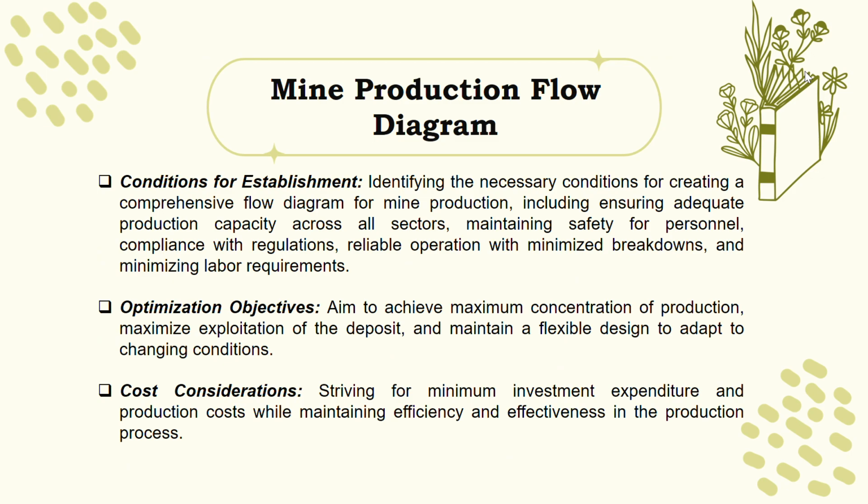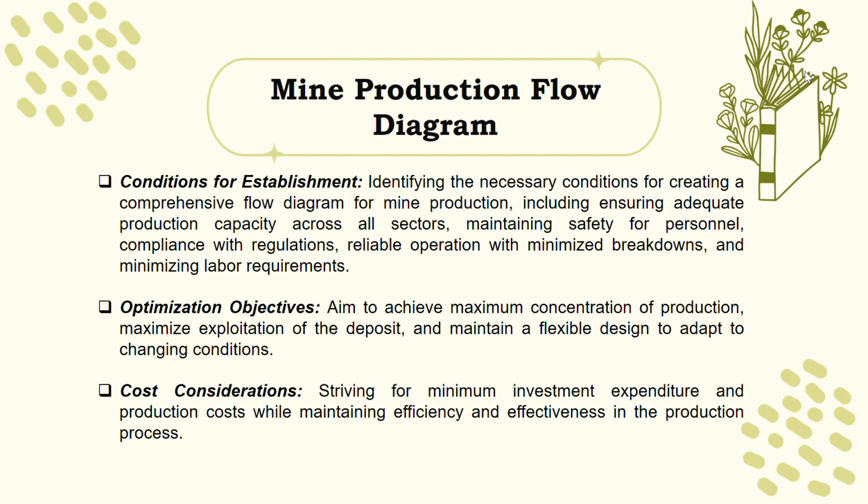In the mine production flow diagram, we have conditions for establishment. It involves identifying the necessary conditions for creating a comprehensive flow diagram for mine production, including ensuring adequate production capacity across all sectors, maintaining safety for personnel, compliance with regulations, reliable operation with minimized breakdown, and minimizing labor requirements. Next, we have optimization objectives. Optimization objectives aim to achieve maximum concentration of production, maximize exploitation of the deposit, and maintain a flexible design to adapt to changing conditions.